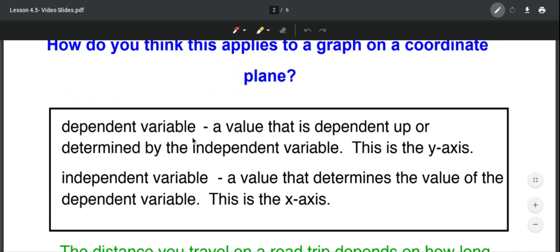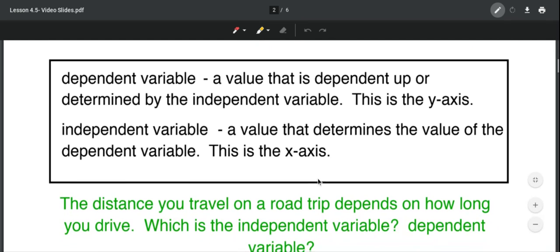A dependent variable is a value that is dependent upon or determined by the independent variable. This is represented by values along the y-axis. Your independent variable is a value that determines the value of the dependent variable. This is represented by the values along the x-axis.